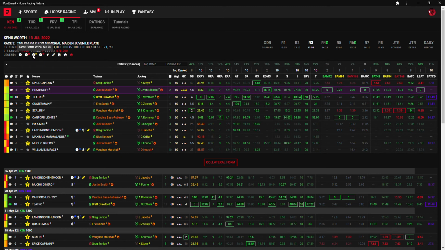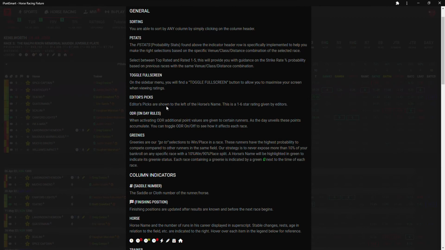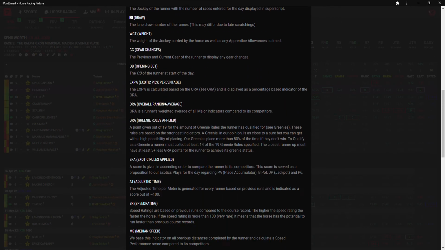So if it's medium, it's a win in place 50 to 70%, and if it's hot from a rest, it's above 70% win in place ratio. All of these things you can actually see here on the ratings explained. Every single thing is down here.